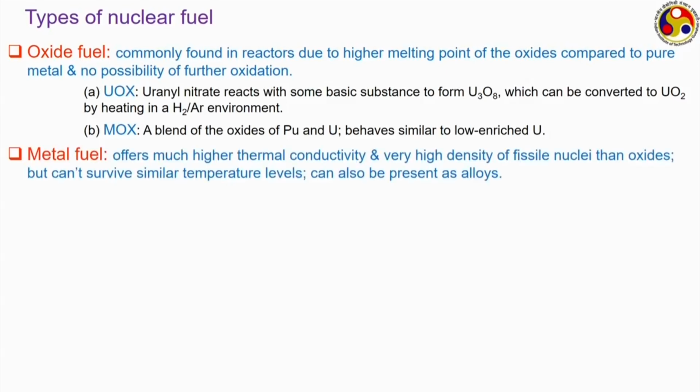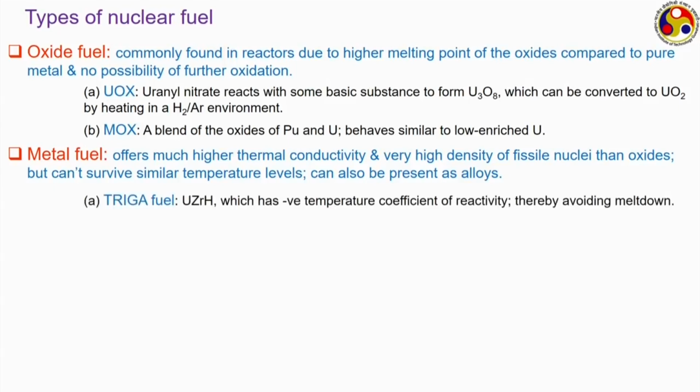Another kind of fuel can be the metal fuel, using the pure metal itself or maybe some alloy of that. They are always characterized by much higher thermal conductivity and also very high density of the fissile nucleus compared to the oxides, but their applicable temperature level is restricted. If we go to higher temperature, the metal may melt or it may get oxidized. There are several examples of this metal fuel.